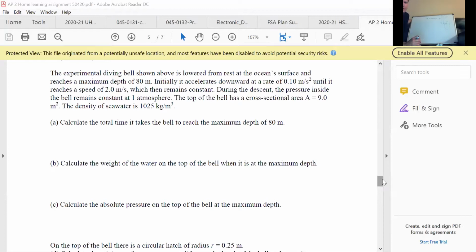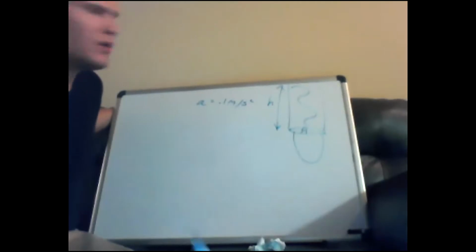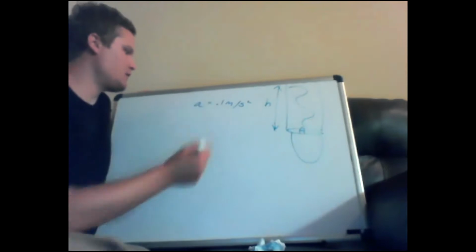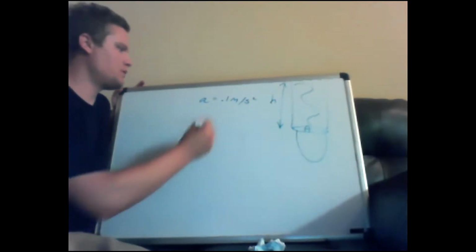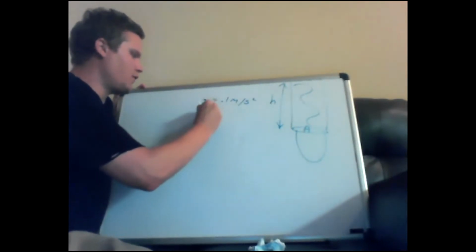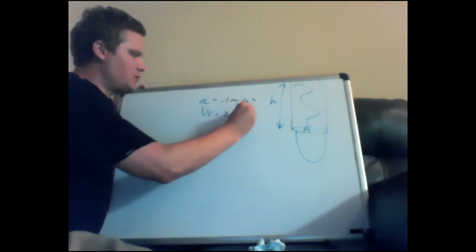The first thing it wants to know is the total time it takes to reach a maximum depth of 80 meters. Initially, it's going to accelerate at some rate until it reaches some constant velocity, and then it'll remain constant until it gets down to the total depth of 80 meters. Then it gives us the cross-sectional area of the bell of 9 meters squared, and the density of seawater. What I've written down so far is the acceleration of 0.1 meters per second squared. I know that my final velocity is equal to 2 meters per second.